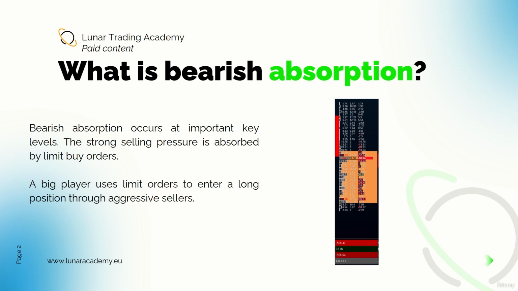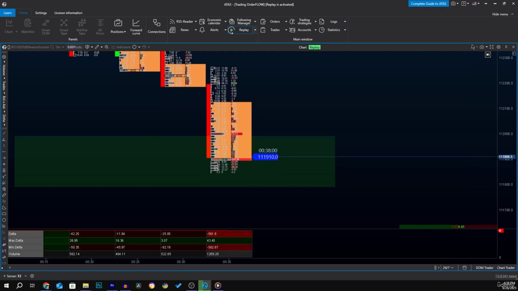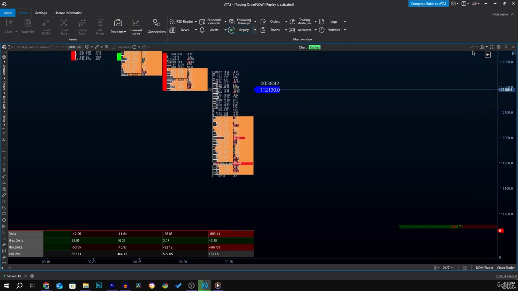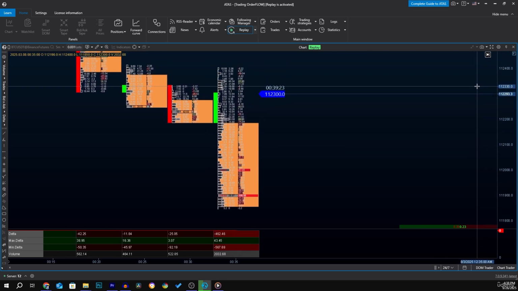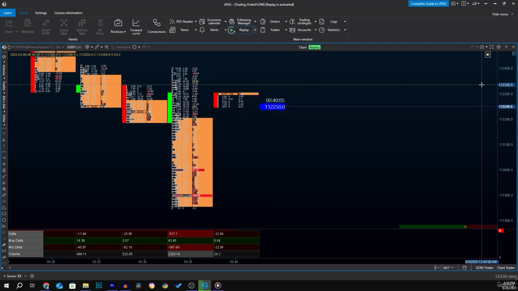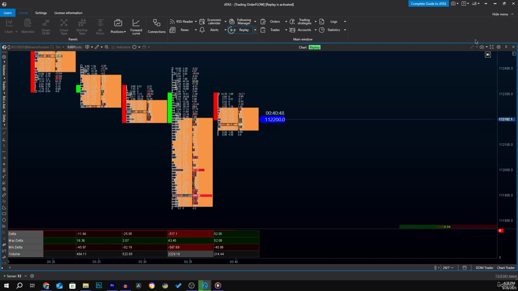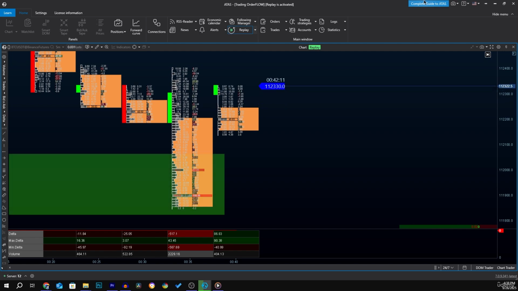So, when we talk about bearish absorption, it means that a large mass of aggressive sellers is absorbed by a huge limit buy order. A big player uses a limit buy order to enter a long position, and that's through aggressive sellers. So aggressive sellers are some sort of fuel for this big limit buy order.